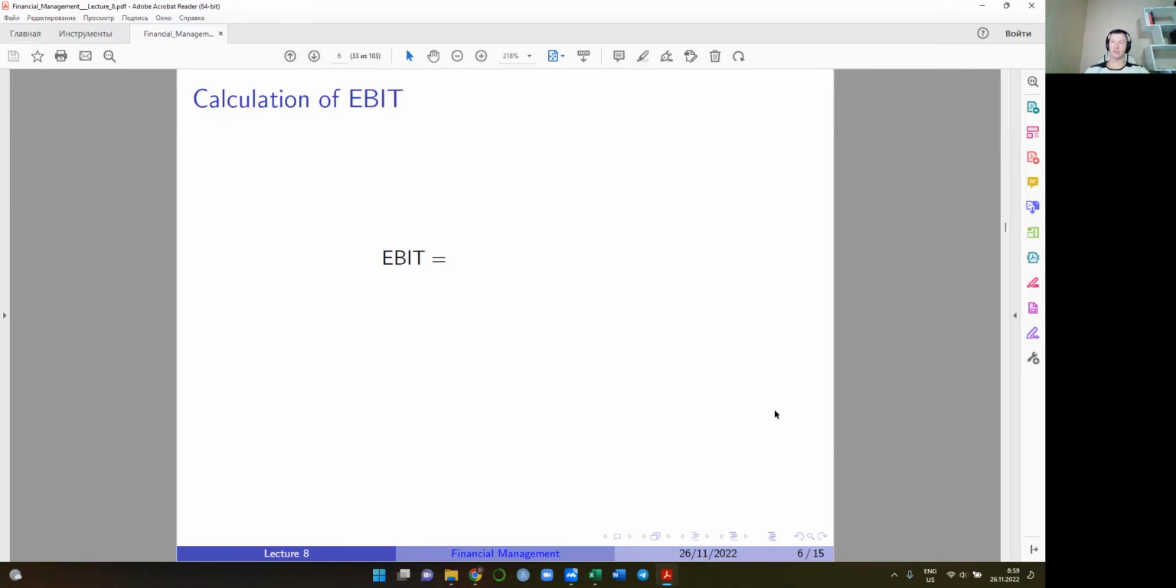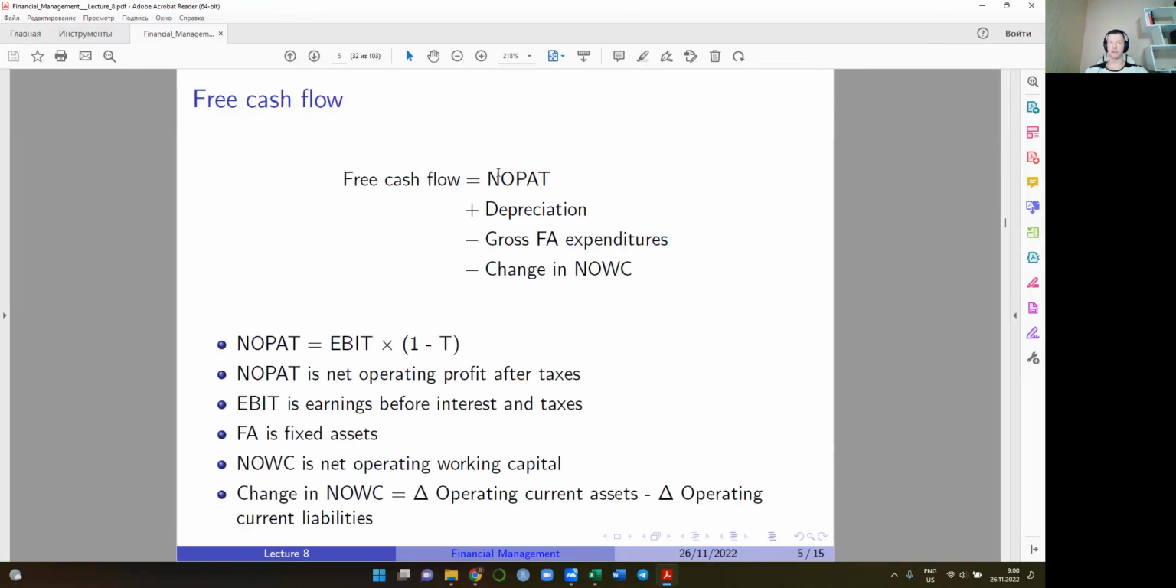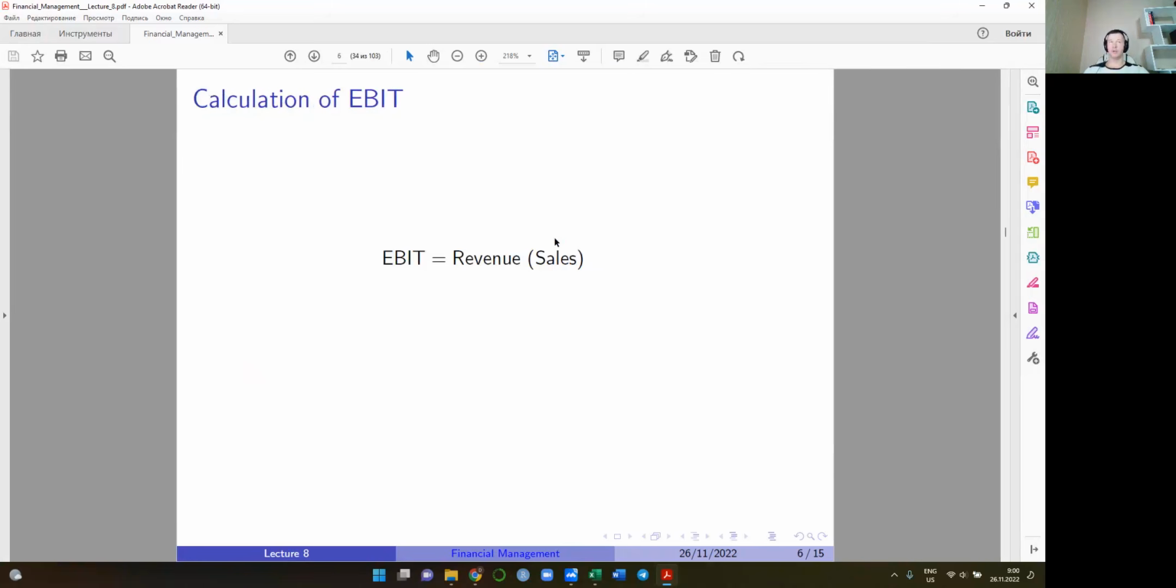So how do we calculate or compute earnings before interest and taxes used here in order to start our free cash flow calculation? We start with revenue, sales. That's why we need units sold and sale price. We subtract material cost. So that's where we need to know the production process and what are the materials needed to produce our product.